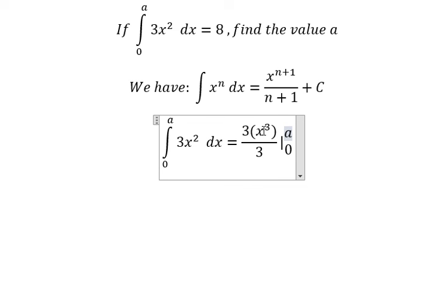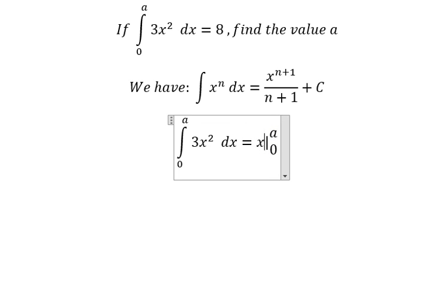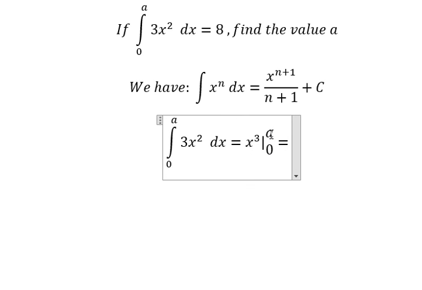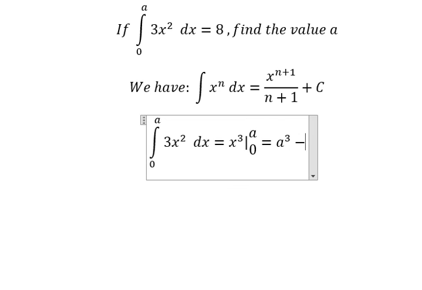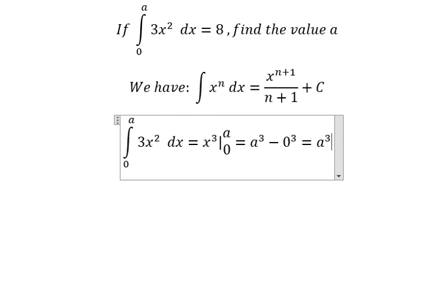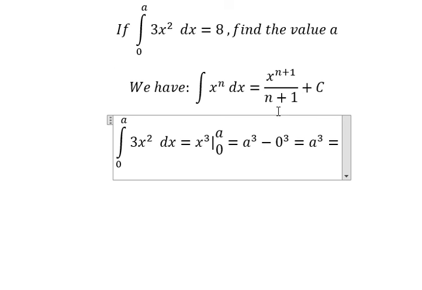So 3 divided by 3, now you got x to the power of 3. And we put a and 0 in here. And you got a to the power of 3. A to the power of 3 equals 8.